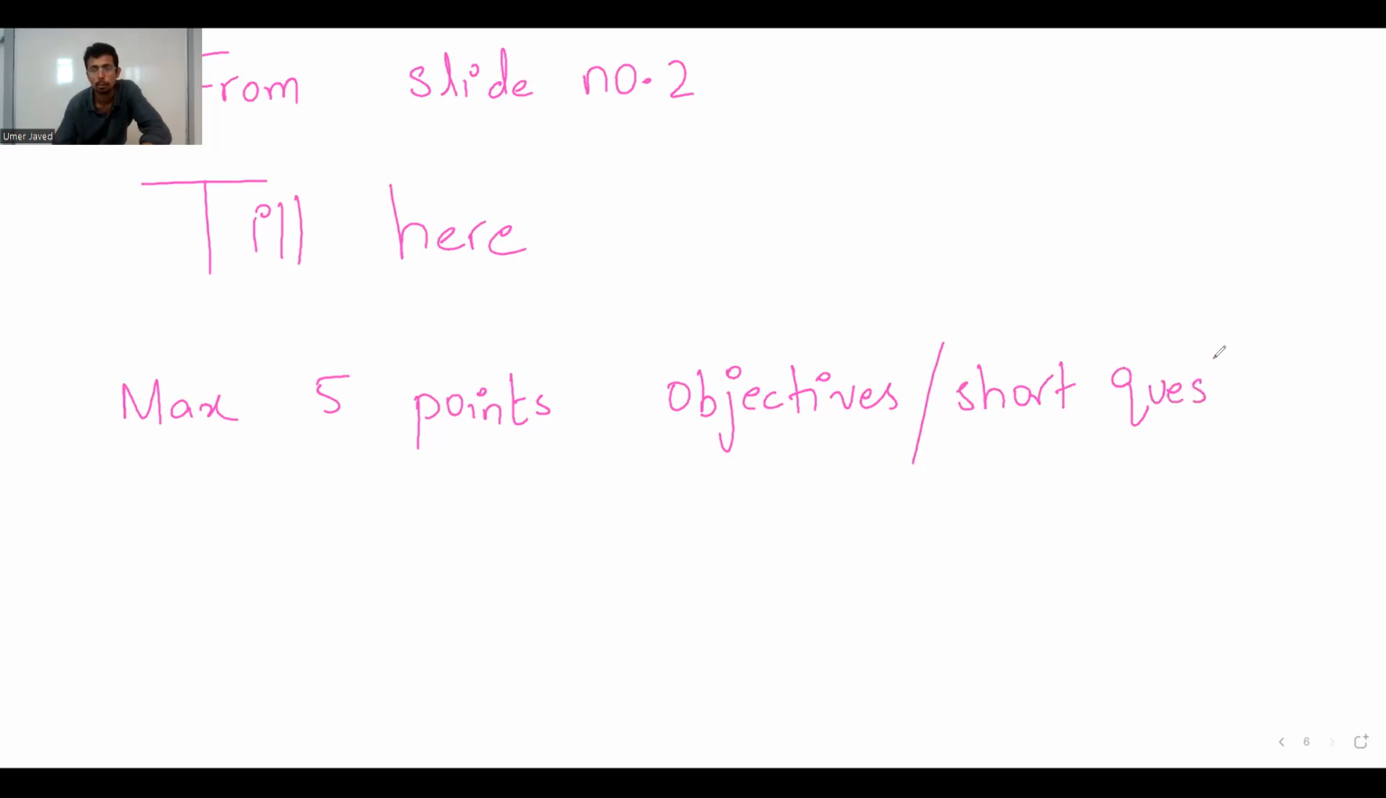I'm still preparing your final exam, but in maximum, if I have to give 5 points maximum, I don't want to make life difficult for anyone. It's also a possibility that I will give only 1 point or probably not at all, but maximum 5 points can come. Yes.